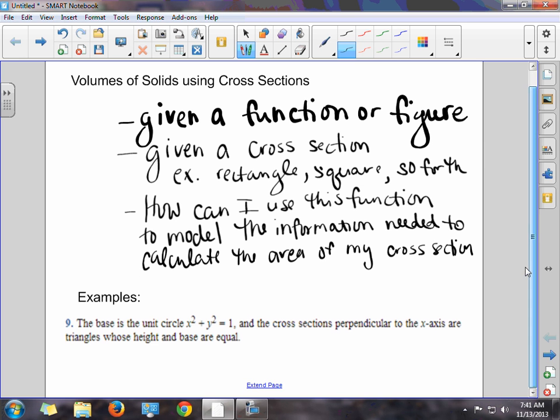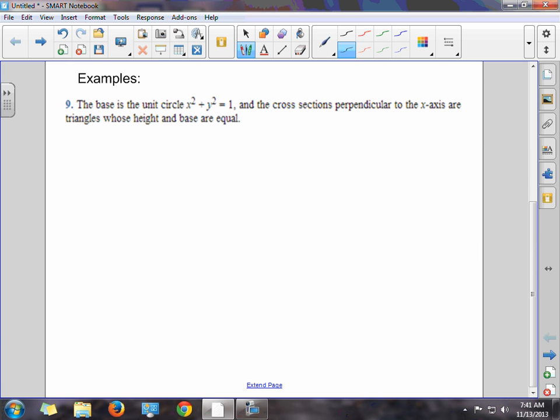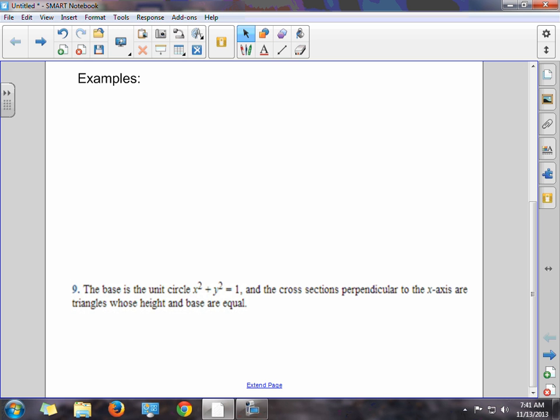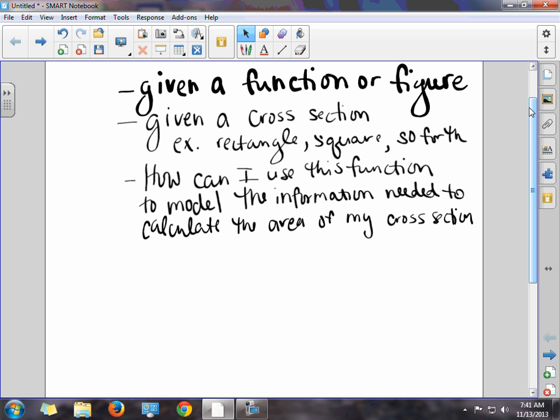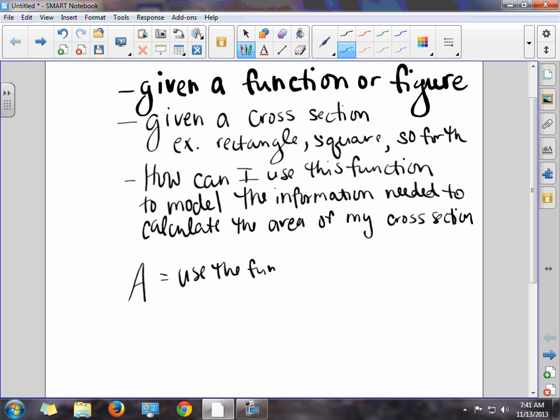And so then you're going to think about all the information that you need in order to calculate the area of this figure, this given cross section. And you're going to write a formula. You're going to use the formula for the area, and you're just going to integrate it within your bounds.